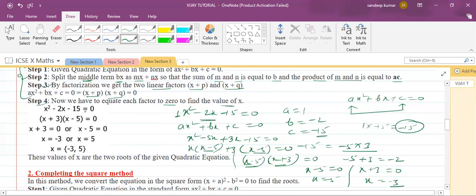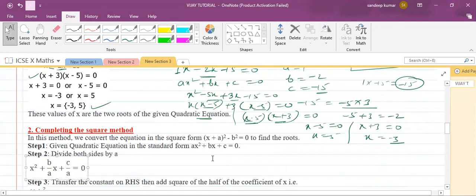So this is the method. Same thing they have done here. They have split the middle term actually, so they have to write minus 5x plus 3x. And if you take the common, we get x is equal to minus 3 and 5. So these values of x are the two roots of the given quadratic equation.